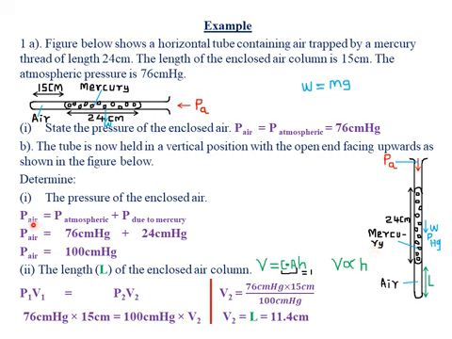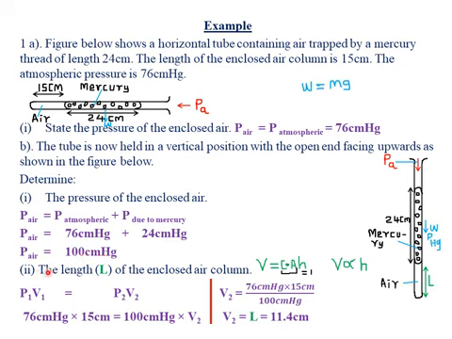Therefore, pressure due to air is equal to atmospheric pressure, which we were given as 76 centimeters of mercury. Remember, atmospheric pressure is usually a constant, plus pressure due to the mercury column. We are given the column of the mercury as 24 centimeters. Therefore, the pressure due to this mercury column will simply be 24 centimeters of mercury, because it is the column of mercury. So if you take 76 centimeters of mercury plus 24 centimeters of mercury, you simply obtain the pressure of the enclosed air being 100 centimeters of mercury.